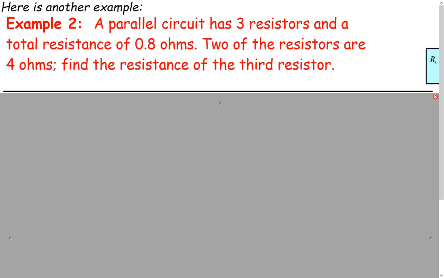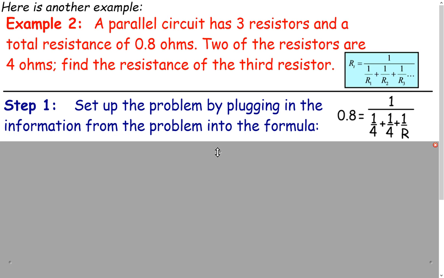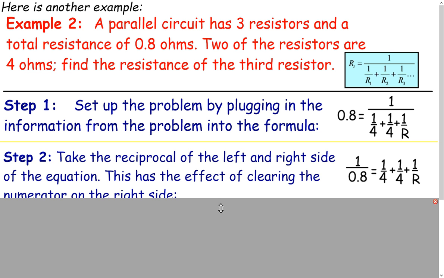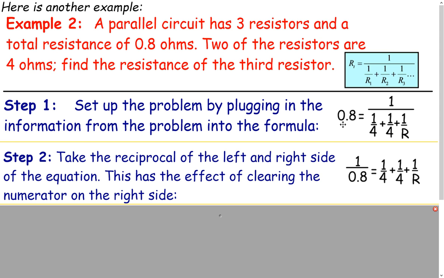Here's another one. Example 2: a parallel circuit has 3 resistors this time and a total resistance of 0.8 ohms. 2 of the resistors are 4 ohms. Find the resistance of the third resistor. So here's our formula. Set the problem up, same as before. Total resistance, resistor 1 is 4 ohms, resistor 2 is 4 ohms, resistor 3 we're going to call R. Next, we're going to take the reciprocal, so we flip this over. Now you could write 0.8 as a fraction, which is 4/5, and when you flip 4/5 over you'd end up with 5/4. But we'll just leave it as a decimal, because some people feel more comfortable with decimals. 1/4 plus 1/4 plus 1/R.